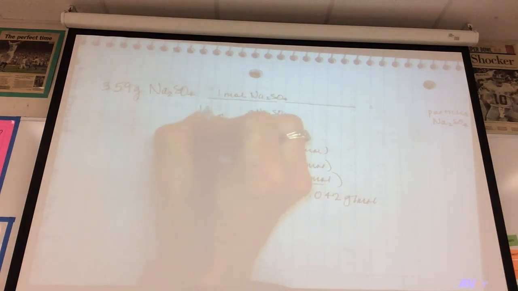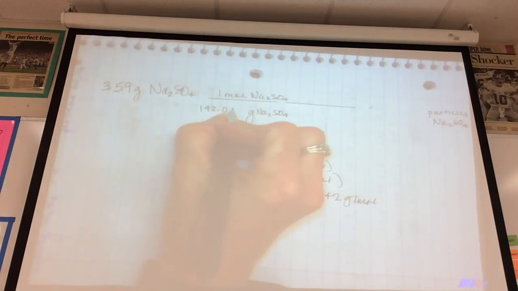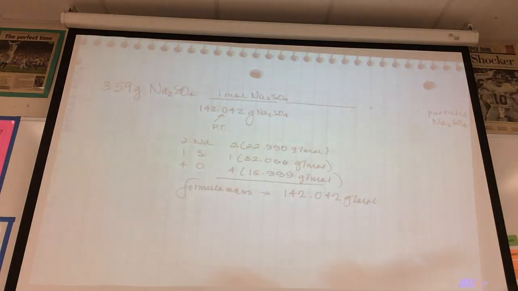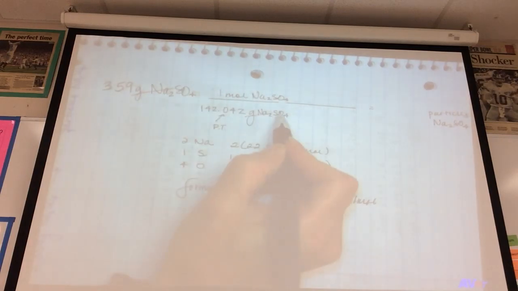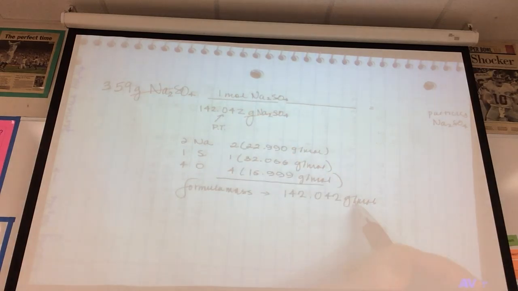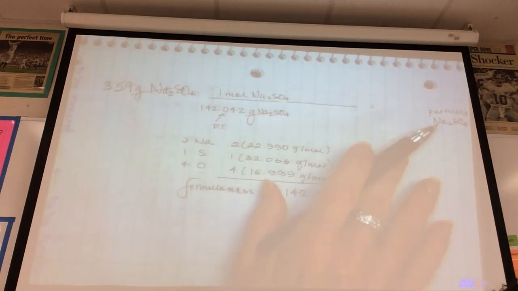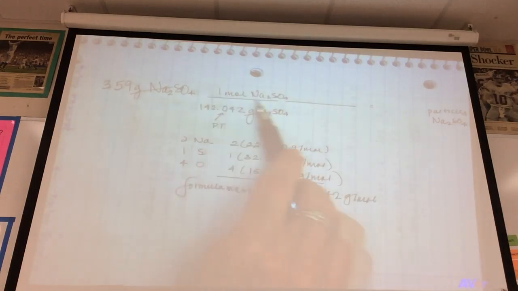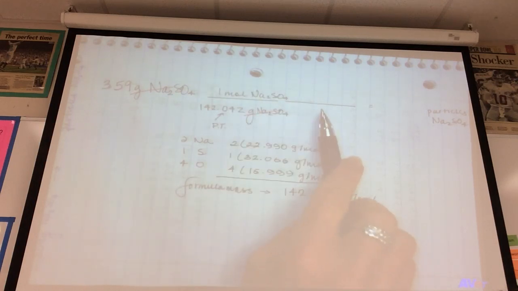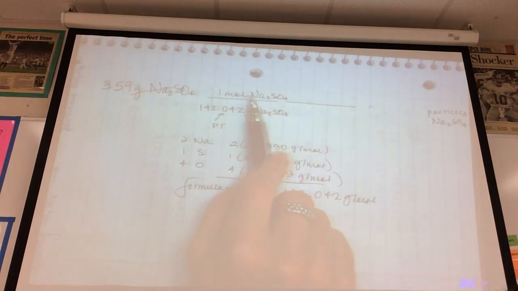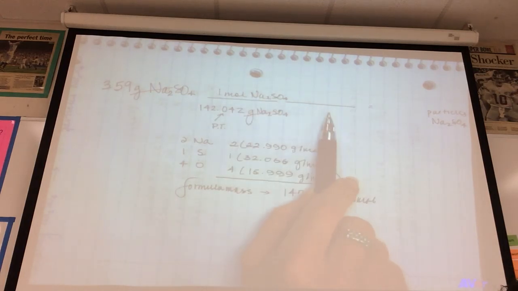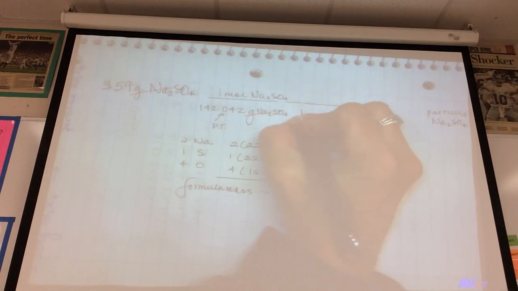So I have 142.042, and this cancels with this. So you can't put moles here and grams per mole here. Grams per mole splits into moles here and grams here. Now I'm in moles and I want to get to particles. So if I have 1 mole here, what goes here? I need this unit to cancel out, so what goes here? 1 mole of it.